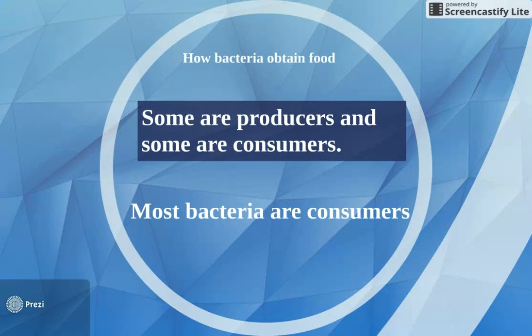How do bacteria obtain food? Some are producers, which means that they can make their own food. And some are consumers, which means that they have to get their food from other organisms. But we find that most bacteria are consumers. So when thinking about what bacteria you might want to put in your doomsday bank, you might want to think about producers, because if bacteria are producers, then all they need is sunlight, carbon dioxide, and water in order to make food. They don't have to get it from somewhere else, so they can be a little more self-sustaining.